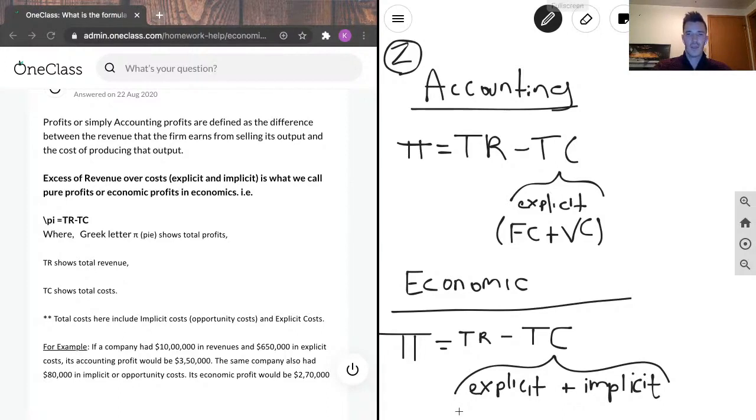So again, explicit costs might be like fixed costs and variable costs. And in addition to what would just be the accounting costs, we need to include implicit costs, which are the opportunity costs.